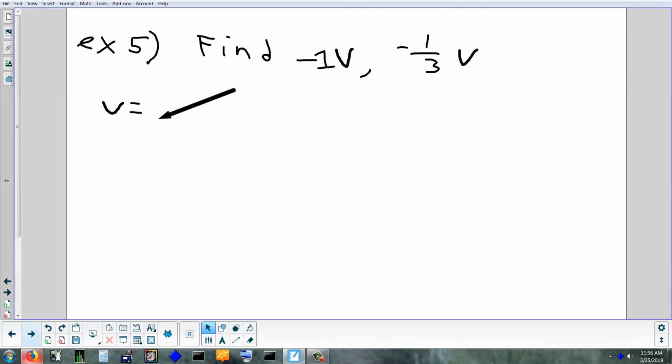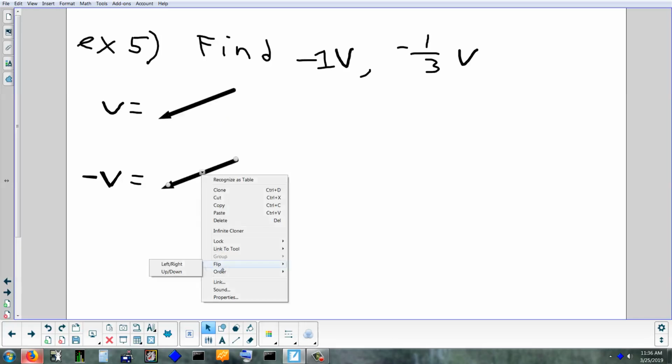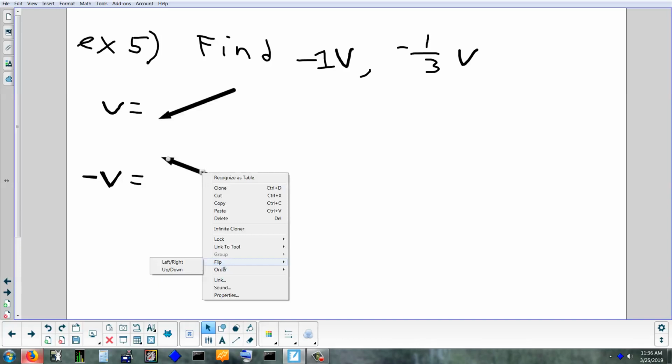Negative 1v and negative 1/3 v. All right. So when we compare the lengths of negative v and v, how are their lengths going to compare? They're going to be the exact same length. So this negative 1 isn't really scaling it in terms of making it longer or shorter. All it's going to do is flip the direction. Okay, so for that, we can do it just the way I showed you earlier. Do a horizontal reflection and a vertical reflection.